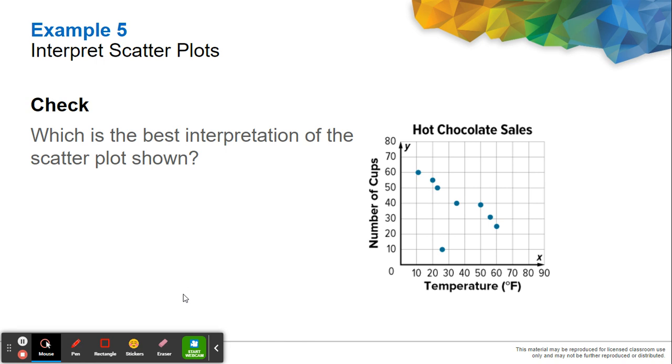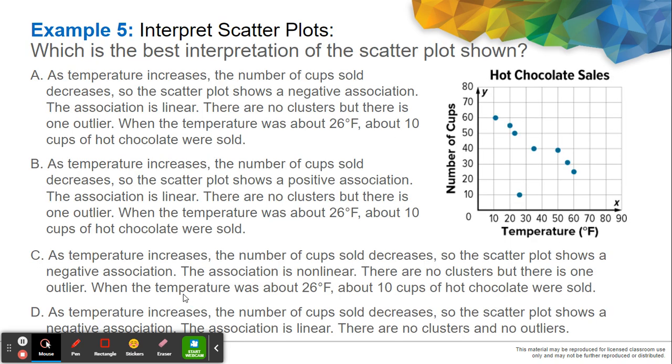Let us try to interpret our scatter plot. Which is the best interpretation of the scatter plot shown? We have here a scatter plot about hot chocolate sales with regard to the temperature and the number of cups. Go over the choices from A to D and try to see which one you think is the best interpretation of this scatter plot. I'll give you a minute, and I do hope after a minute you will have the same answer as mine.